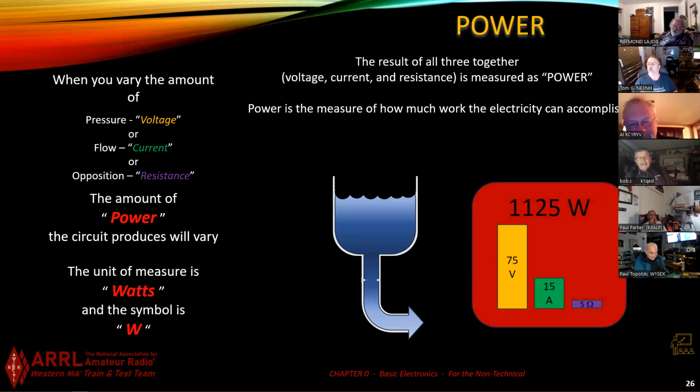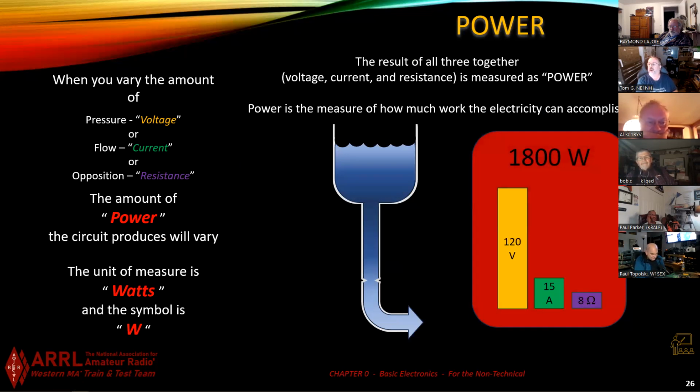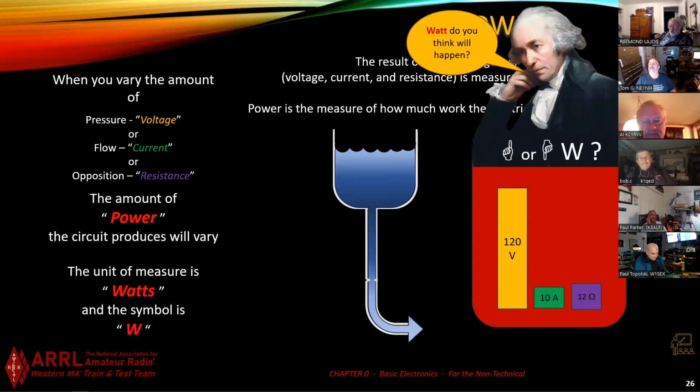Wattage goes down. Why did the wattage go down? Think of your formula. Remember, it was 120 times 15, so it was 1800 watts. Now it's 75 times 15. So it has to go down. The lower the voltage or the current, the lower the wattage. Okay? So let's put the circuit back where it was. And now we're going to change the current. What do you think will happen?